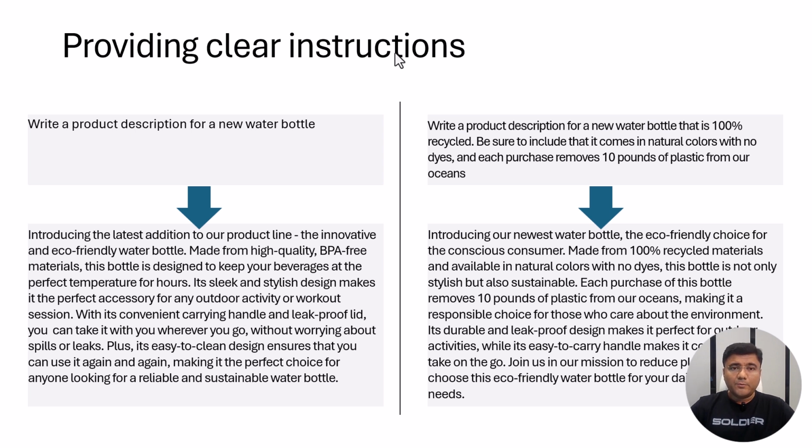Instead of that, if you provide clear instructions and if you are very specific, it's going to give you a better response. Like in this right side one, where I'm saying write a product description for a new water bottle that is 100% recycled. Be sure to include that it comes in natural colors with no dyes, and each purchase removes 10 pounds of plastic from our oceans. When you are specific like this, it's going to give you a better response and it's going to add all those details which you want.